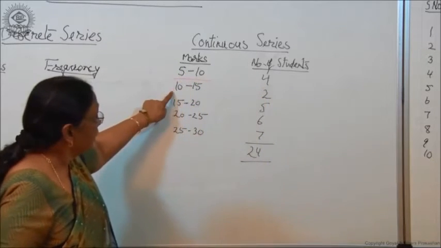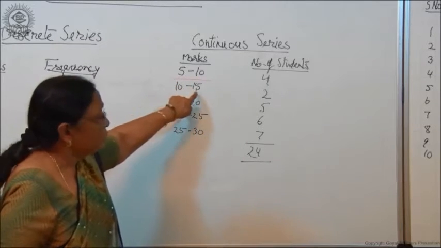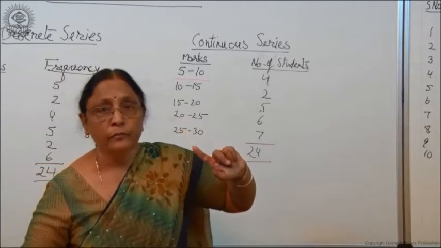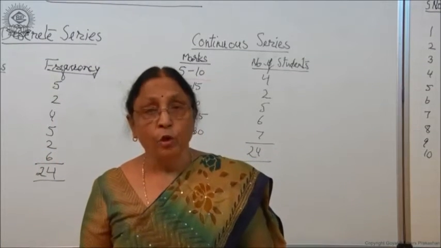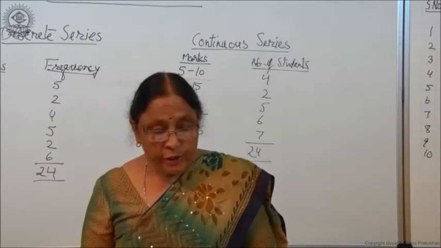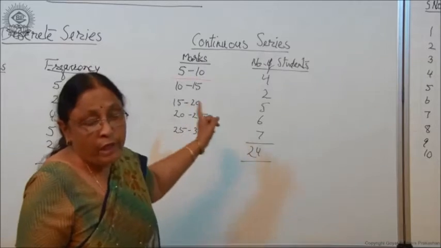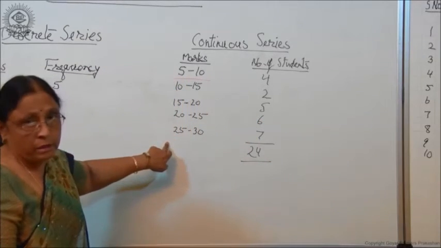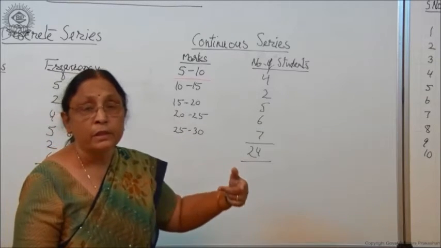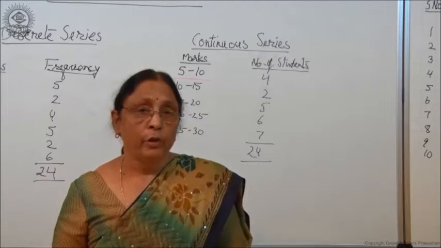Second class is 10 to 15. That means minimum marks are 10, maximum are 15. This is another class. So a class represents a range of values, and each given interval is called a class, right? So for the number of classes, here I have taken 5 classes. Now another step is we have to decide how many classes you are going to take when you are compacting the data.